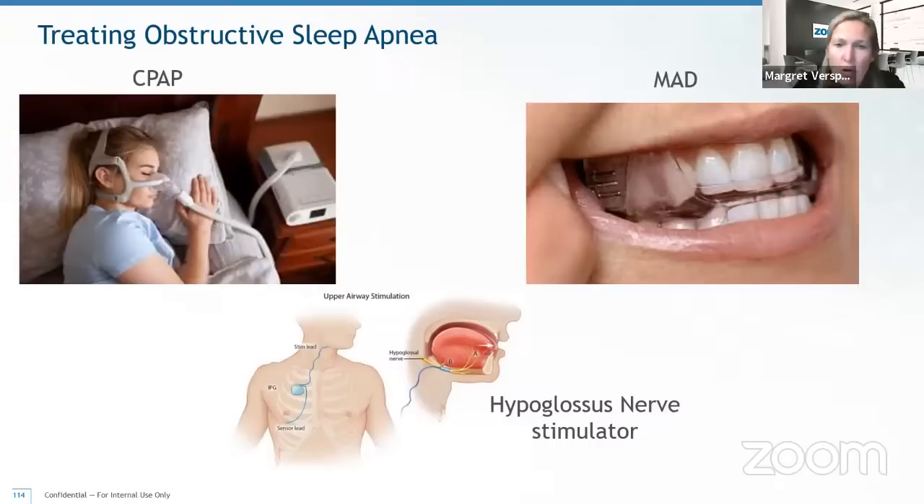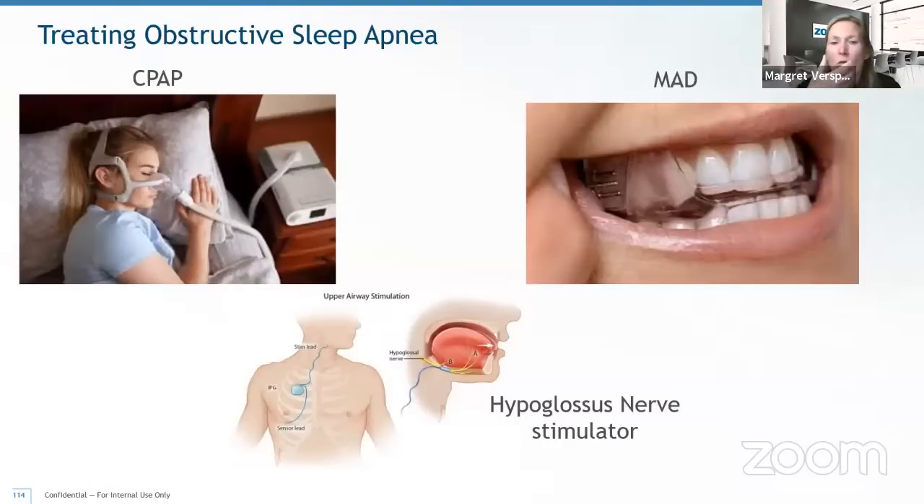The hypoglossal nerve stimulator, what it actually does, it's a sort of pacemaker where the tongue is paced more to the front to open your airway when you fall asleep. So when the patient goes to bed, he can activate the hypoglossal stimulator to pulse and pace the tongue more to the front to open the upper airway.